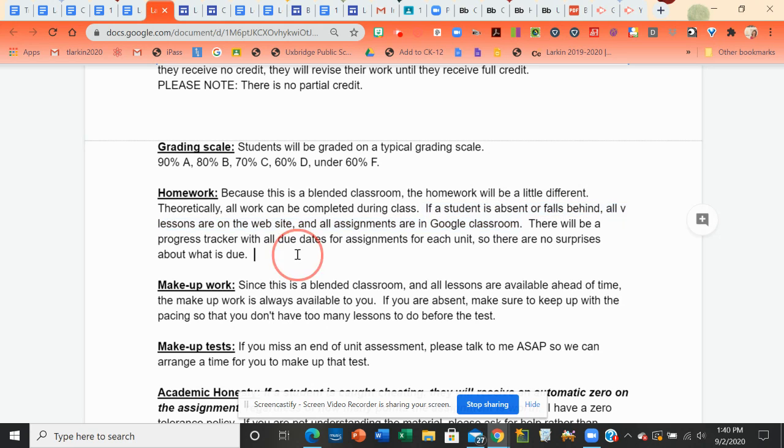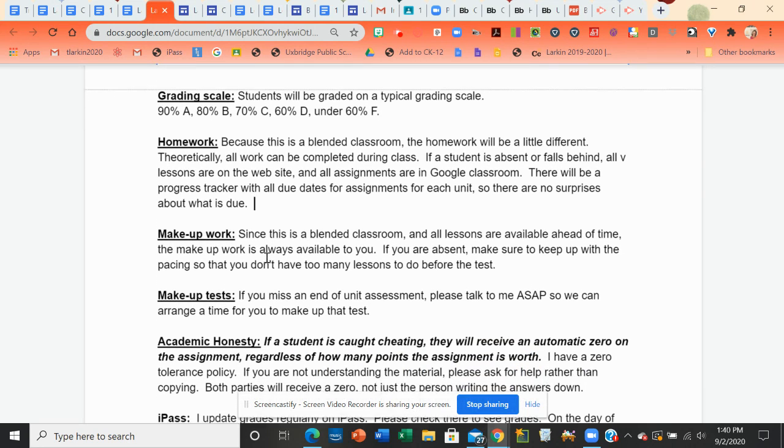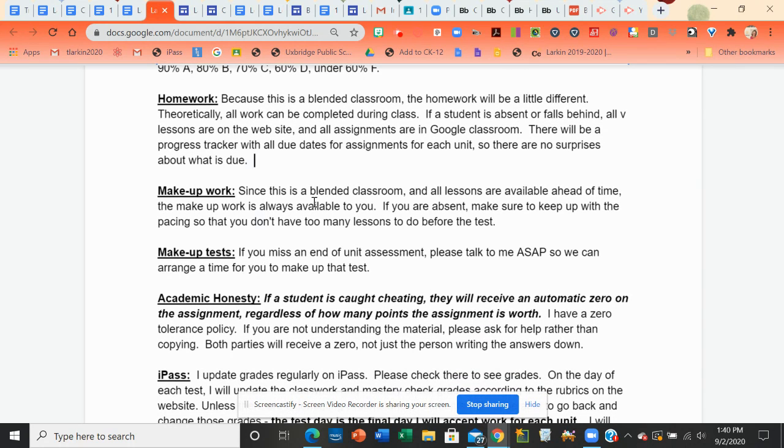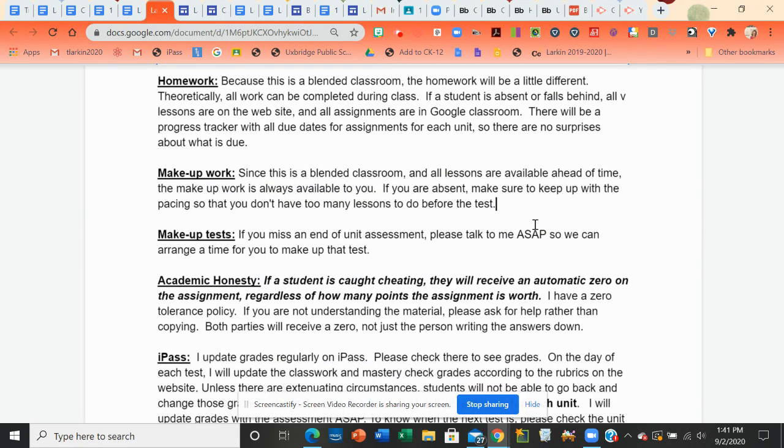There will be a progress tracker with all due dates for assignments for each unit, so there are no surprises about what is due. You will have full disclosure for each unit as far as what you need to do. Since this is a blended classroom, all lessons are available ahead of time. The makeup work is always available to you. Again, there's that personal responsibility. If you are absent, make sure to keep up with the pacing so that you don't have too many lessons to do before the test.